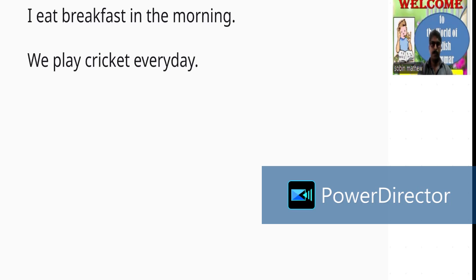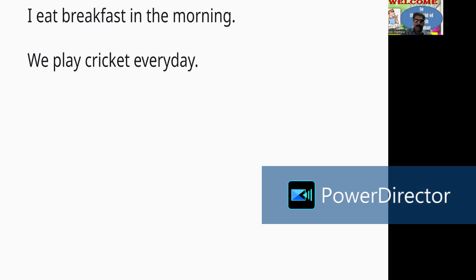"Then Siddharth, please read the formula for second person singular with the example from your notebook." Siddharth reads the formula with the example from the notebook: second person singular, you. The formula, you plus base verb plus object. Example is, you walk to school every day.